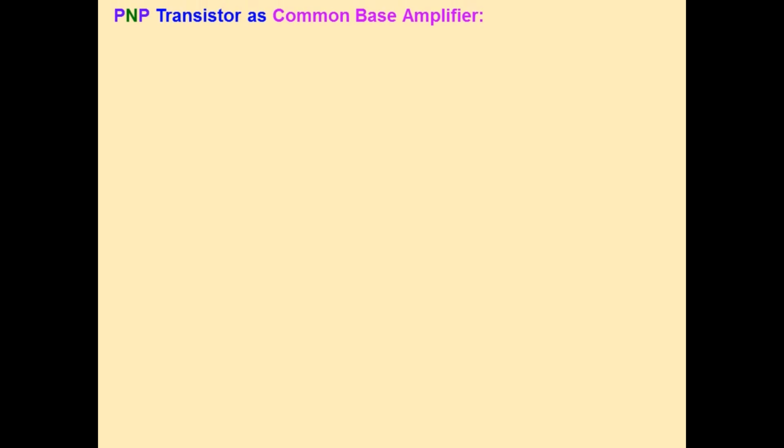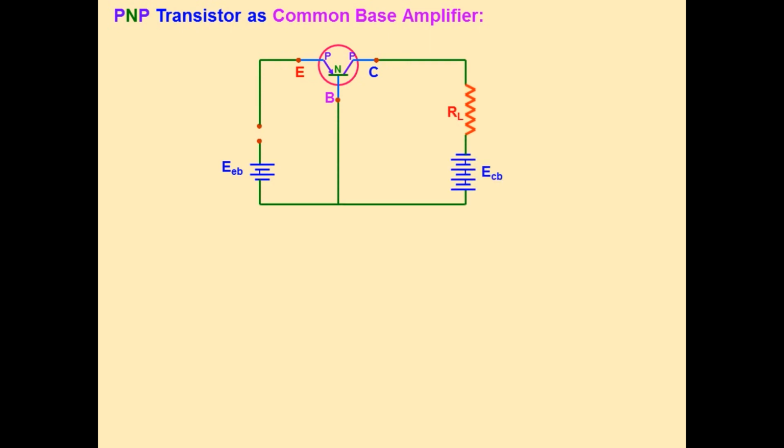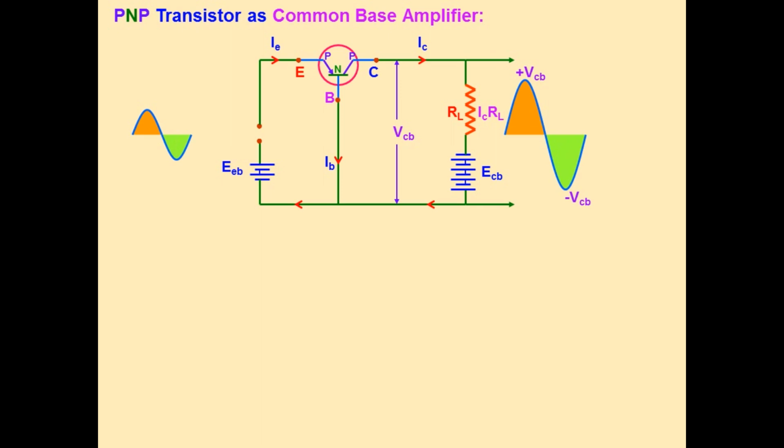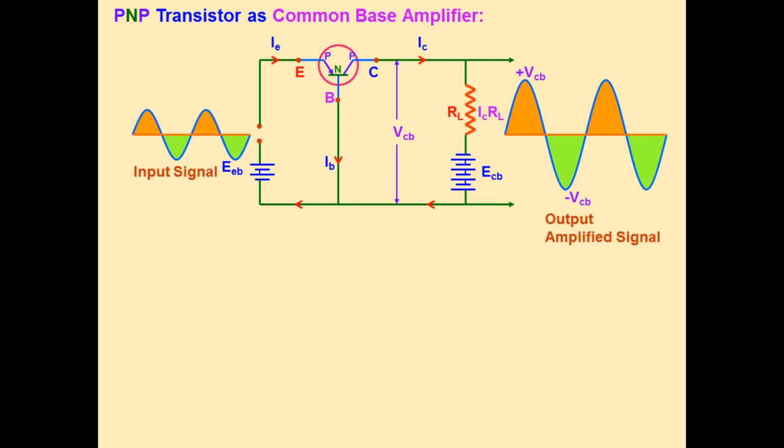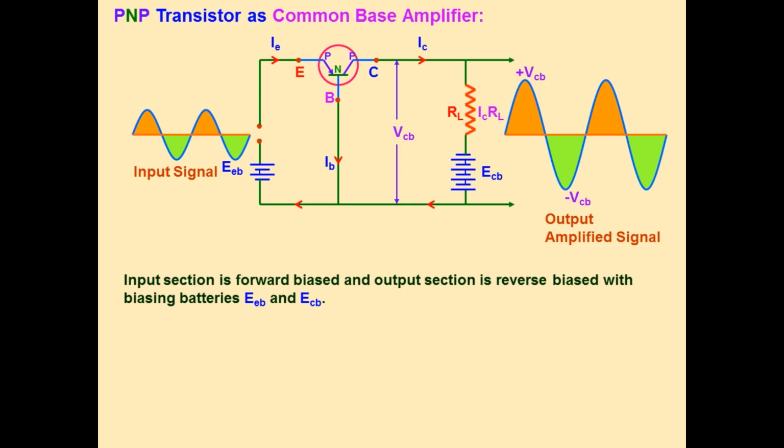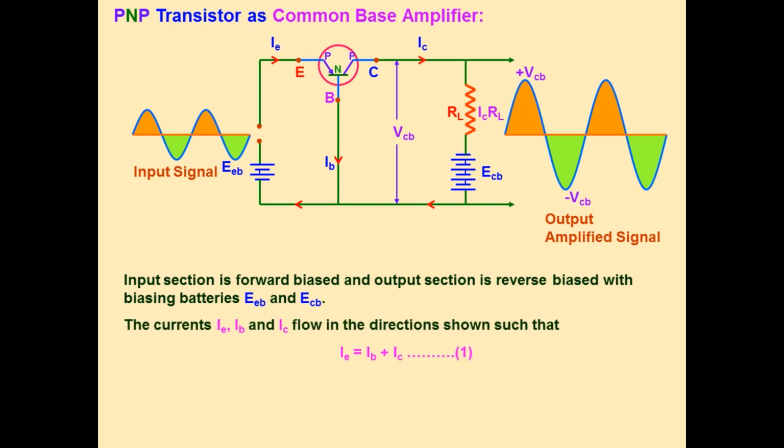Consider the PNP transistor as a common base amplifier, same as the previous one, and base is earthed. Base is common to both input and output, and so we observe what happens for positive cycle and negative cycle in the case of common base amplifier of PNP transistor. So input section is forward bias and output section is reverse bias, and in this case IE equal to IB plus IC, and the voltage drop across load resistance RL is IC into RL.